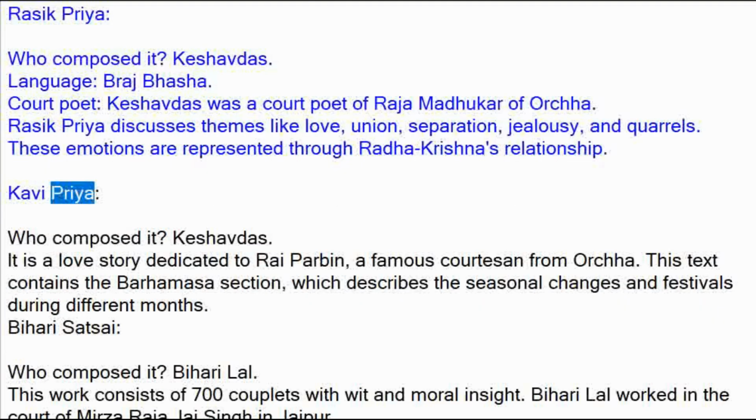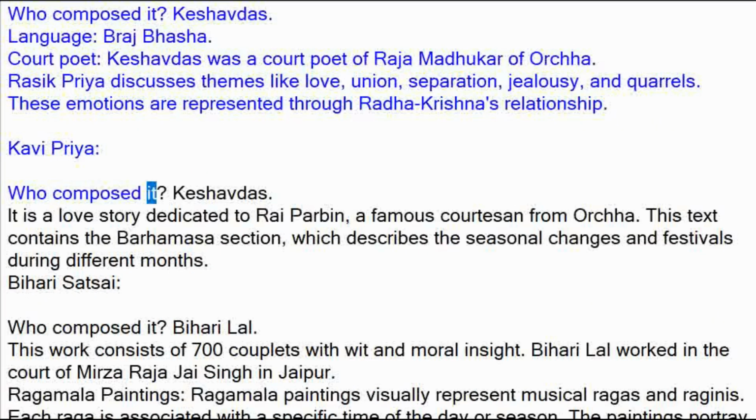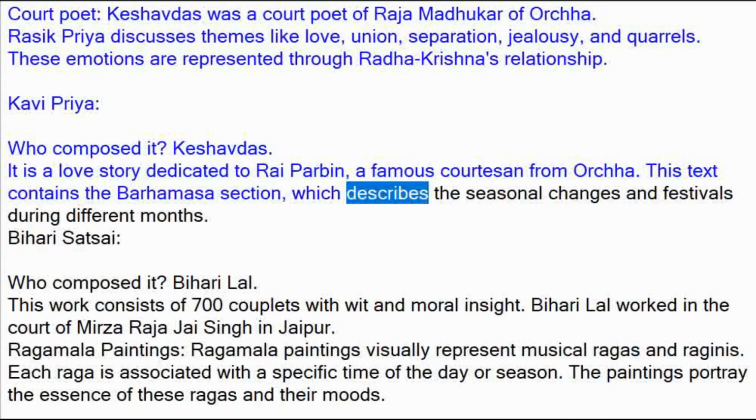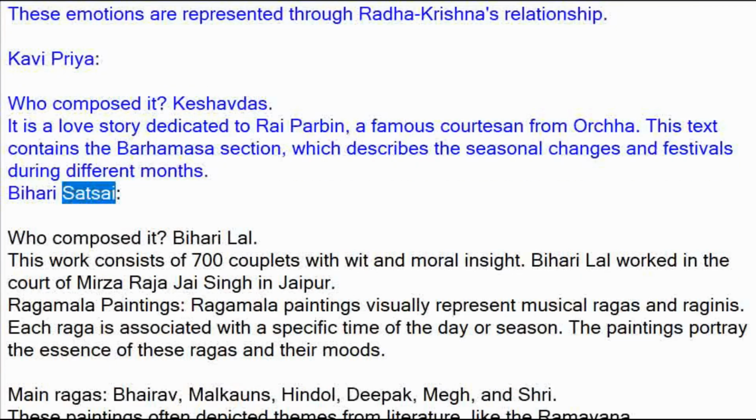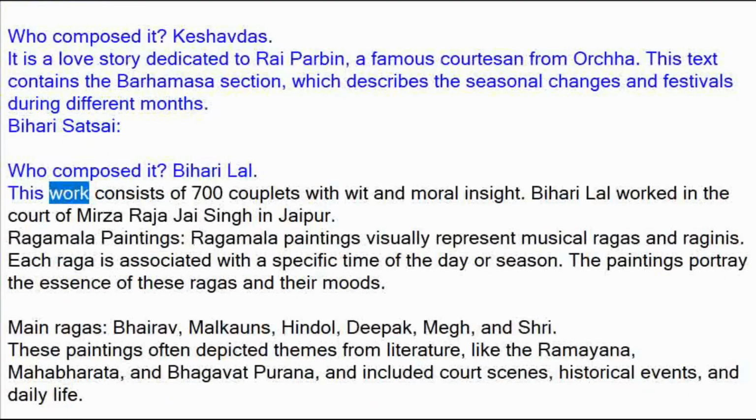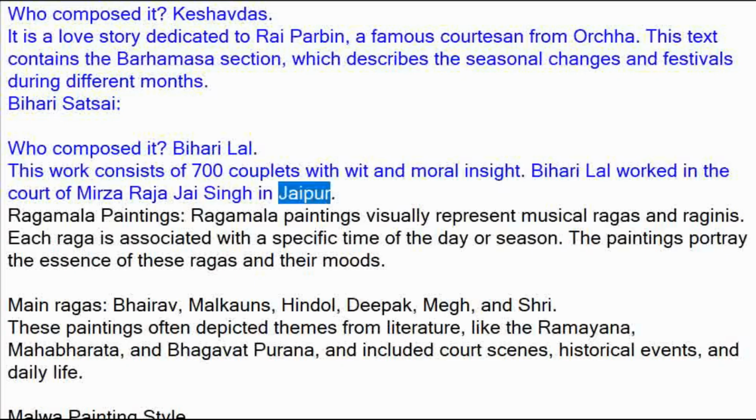Kavi Priya. Who composed it? Keshav Das. It is a love story dedicated to Rai Parban, a famous courtesan from Orchha. This text contains the Barhamasa section, which describes the seasonal changes and festivals during different months. Bihari Satsai. Who composed it? Bihari Lal. This work consists of 700 couplets with wit and moral insight. Bihari Lal worked in the court of Mirza Raja Jai Singh in Jaipur.